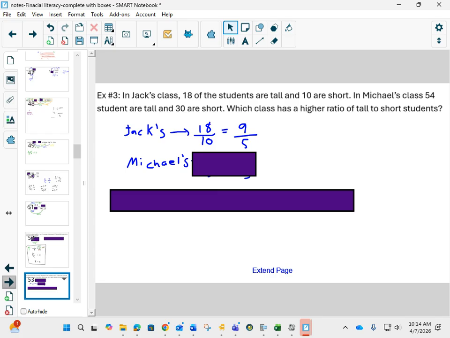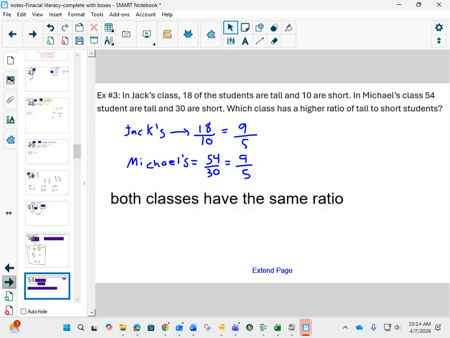Jack's ratio, 18 tall over 10 short, is 9/5. Michael's ratio, 54 over 30, is also 9/5. They actually have the same ratio.